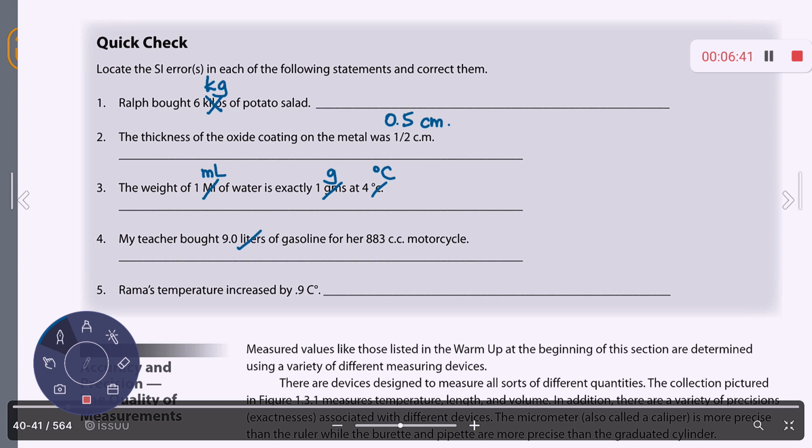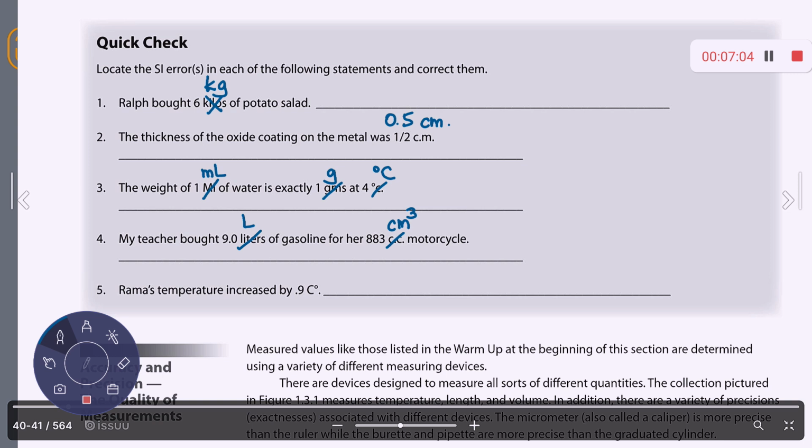Liters, we should put that as capital L. What else? CC should not have periods. Close. Oh, should we capitalize? Oh, you used the 3. cm cubed. Yeah? I don't ride a motorcycle, so you'll never see me buying gasoline for a motorcycle.